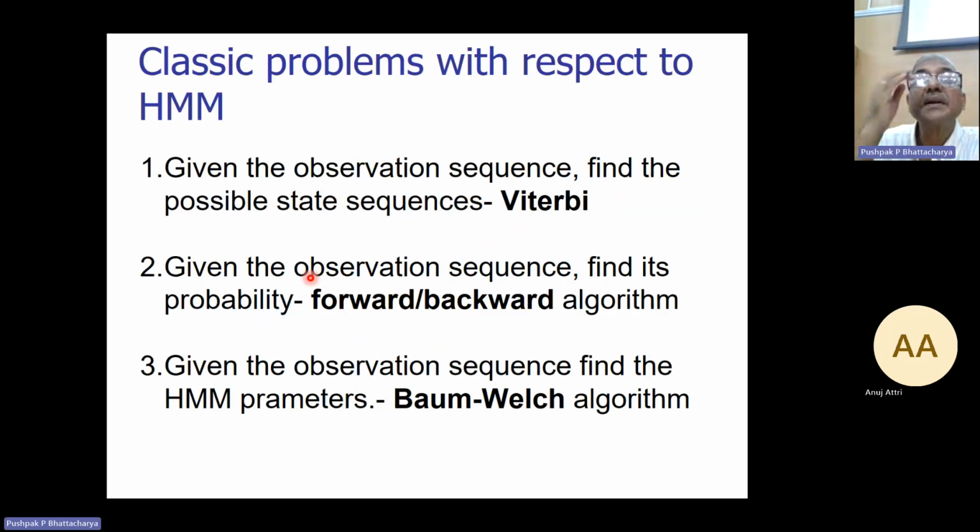Okay, so there are three classic problems with respect to hidden Markov model. Given the observation sequence, find the best possible state sequence. This is done by an algorithm called Viterbi. Given the observation sequence, find its probability. This is done by an algorithm called forward-backward algorithm. And given the observation sequence, find out the HMM parameters, that is the transition and observation probability values. This is done by what is called Baum-Welch algorithm.